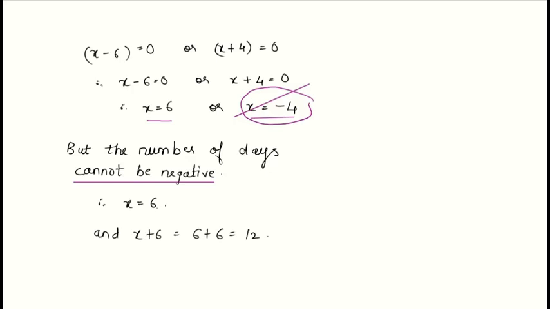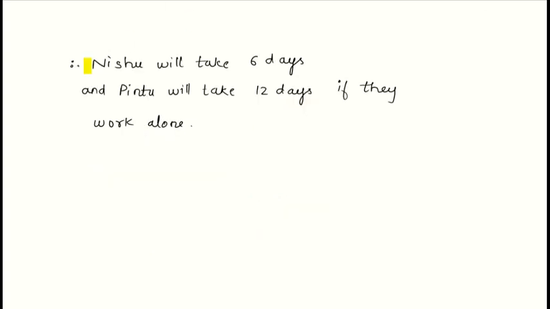What we took as x was the number of days taken by Nishu to complete the work, and x plus 6 was the number of days taken by Pintu to complete the work. So we can say that Nishu will take 6 days and Pintu will take 12 days if they work alone.